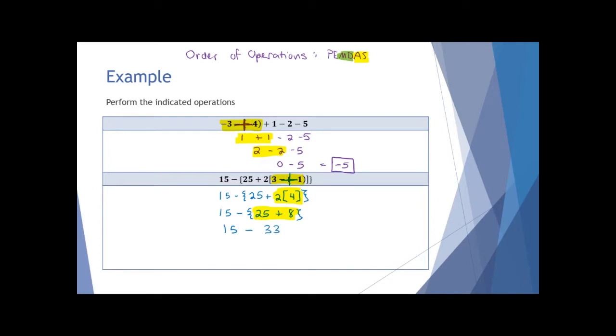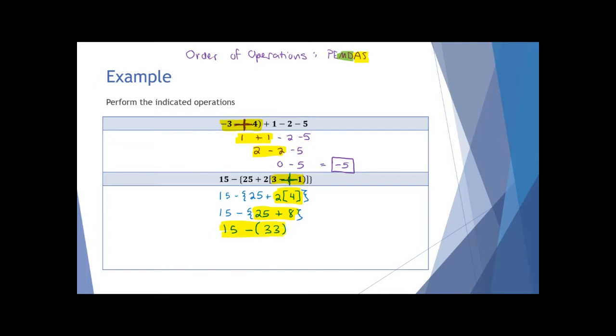And when I find that, I can remove the curly brackets there because I have a positive there, or I can just leave it. It's fine. Actually, it's probably easier if you leave it as parentheses there. But 25 plus 8 is 33. So now I have 15 minus 33. So now I have to do this subtraction here.